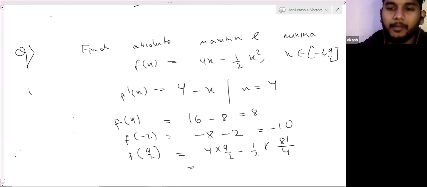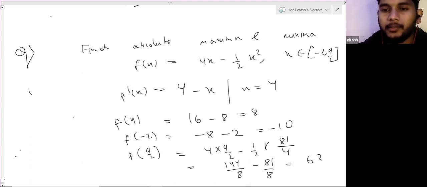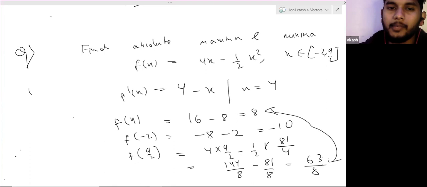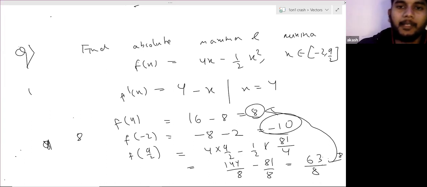Yes. Right. So this thing is, let's multiply 4 here also. 16 1 44 by 8, so 63, I guess, by 8. So we can see which is more. This value is maximum, right? So at 4 it is absolute maximum. Absolute maximum value is 8, right? This value is less than 8. So maximum value is 8, minimum value is minus 10. Clear?